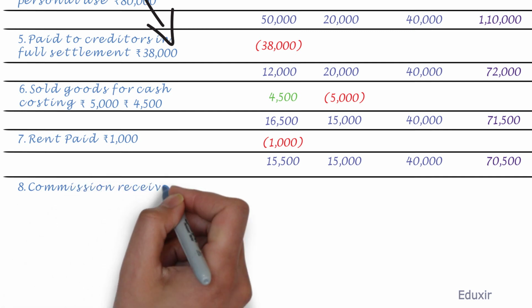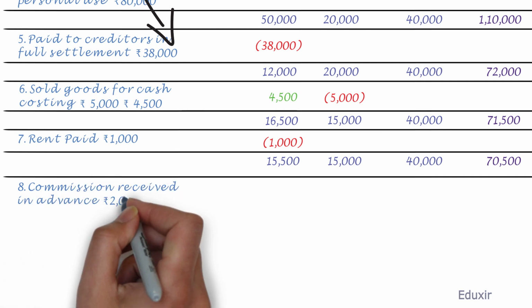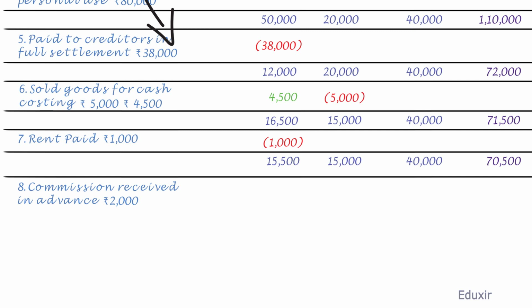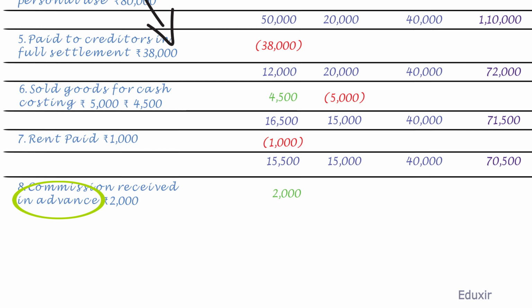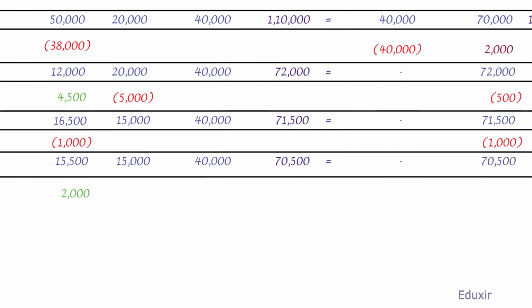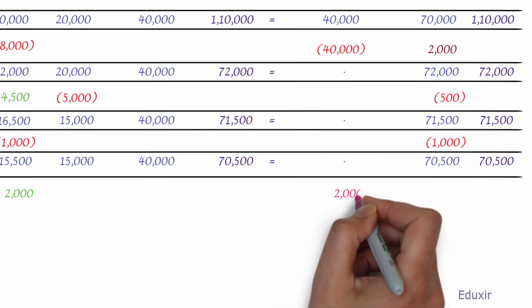Commission received in advance 2,000 rupees. The keyword here is in advance. When the business receives payments in advance, it owes to deliver goods or render services worth that amount and it becomes the liability of the company. This transaction increases the cash asset by 2,000 rupees. At the same time, as this commission is received in advance, it creates a liability of 2,000 rupees for the business.